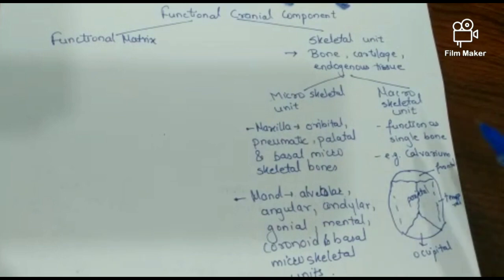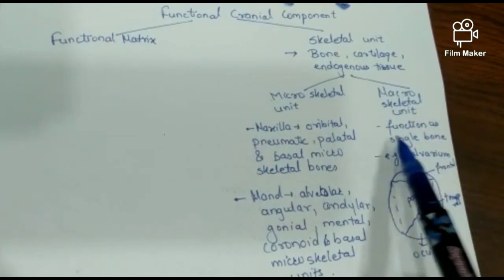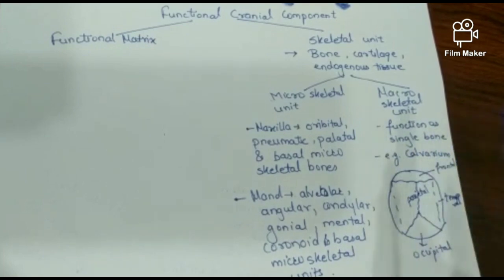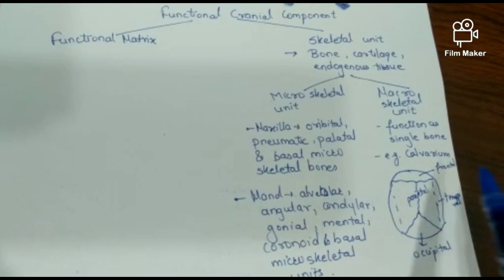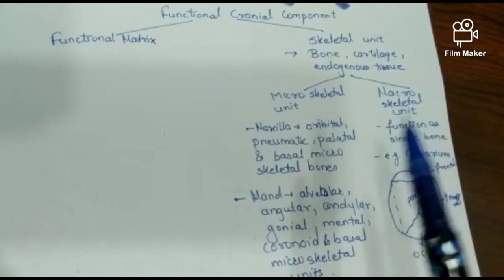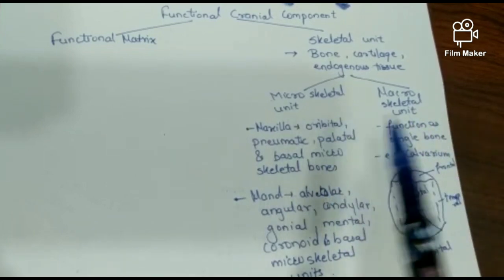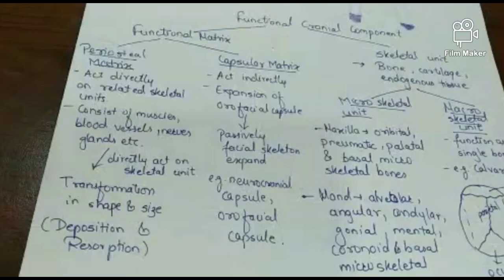When we talk about the macroskeletal unit, all these bones will function as a single bone. For example, the calvarium. In the calvarium, we have various bones like frontal, parietal, temporal, occipital, ethmoidal. But they all work together. They all work as a single bone. They do not function separately. This is the difference between the microskeletal and macroskeletal unit.